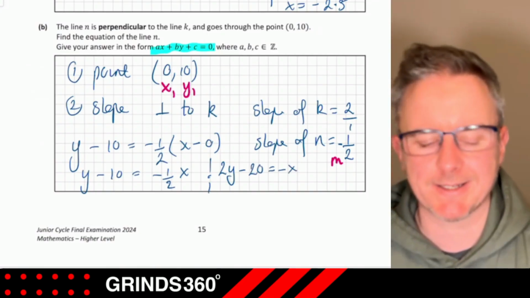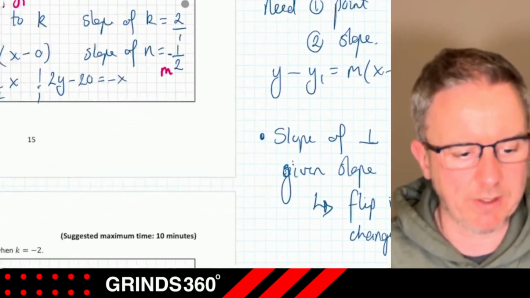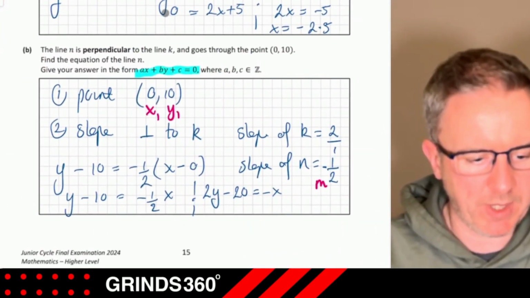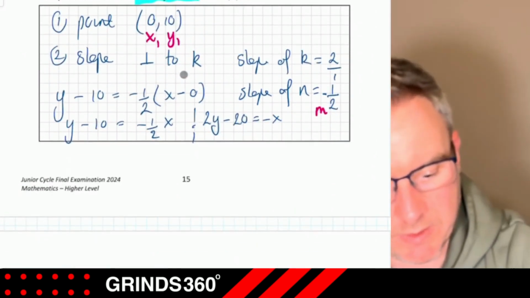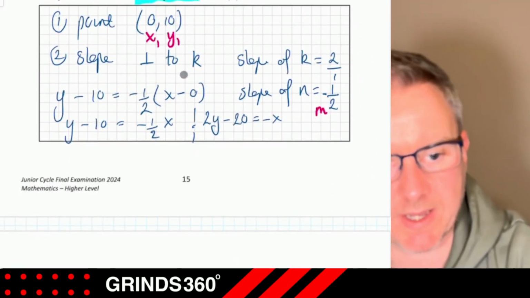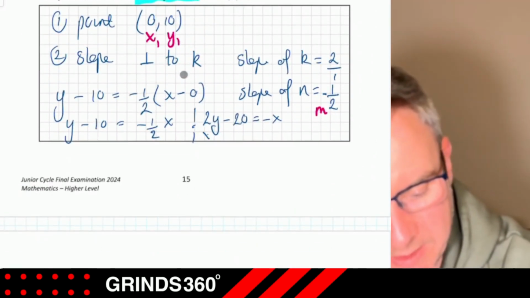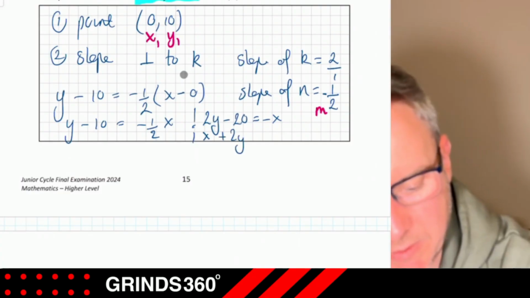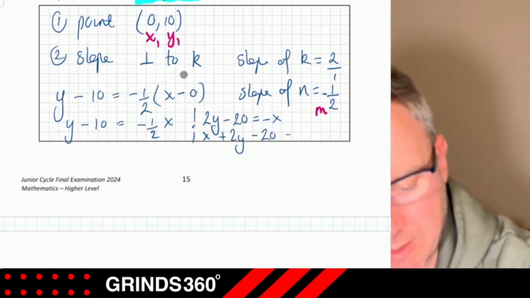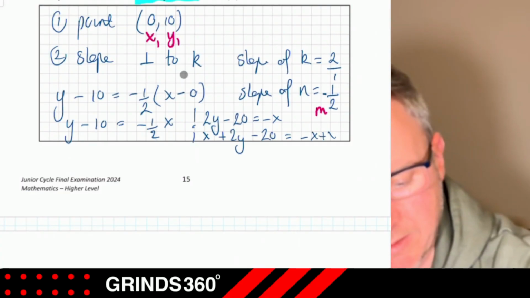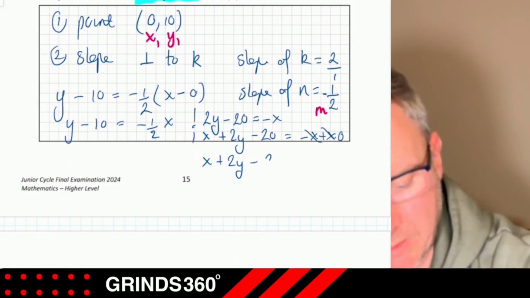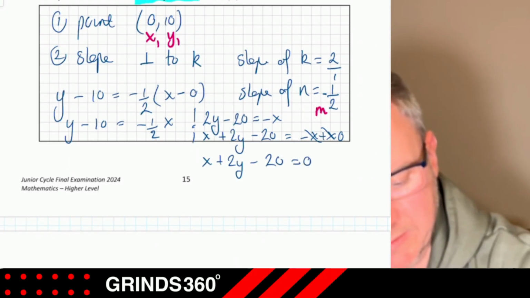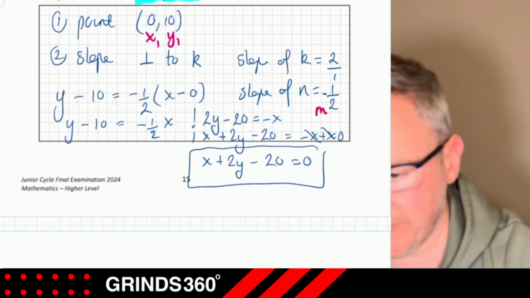And your last little step is to get it in this format. Get it in the format ax plus by plus c equal to 0. So what am I going to do? I don't want that -x on the right hand side, so I add x to each side. x plus 2y minus 20 is equal to -x plus x. So they're gone. You're left with a 0, and then you have it. x plus 2y minus 20 equals 0. And that's your final answer on that.